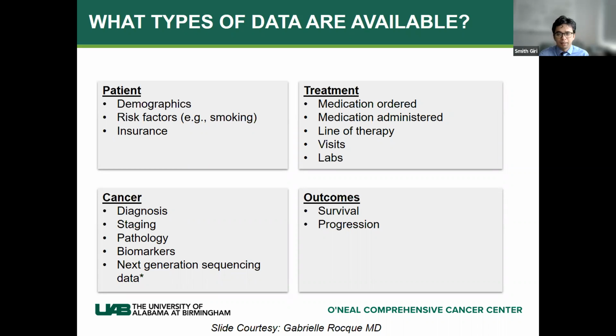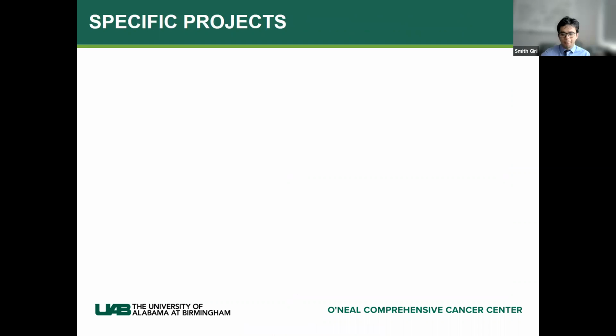line of therapy, the medication administered, the laboratory data that is collected during routine cancer care, as well as cancer-related data, including pathology, biomarkers, next-generation sequencing data, and lastly, outcomes data in terms of survival, as well as progression. So this is in brief about Flatiron.